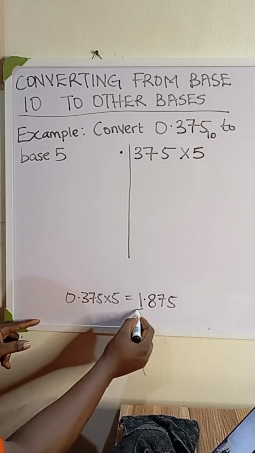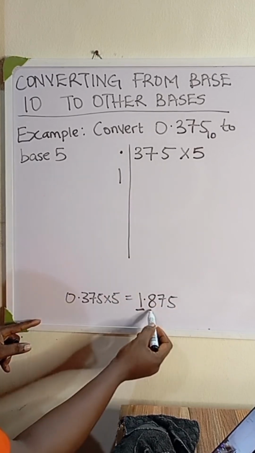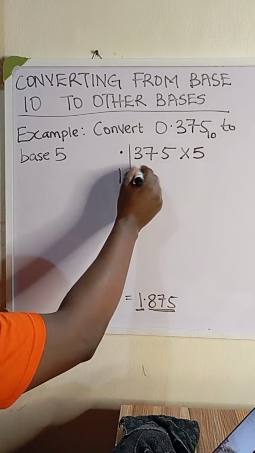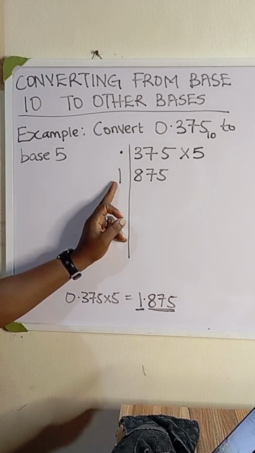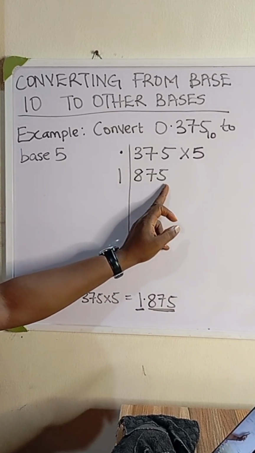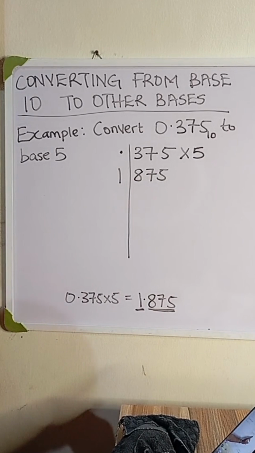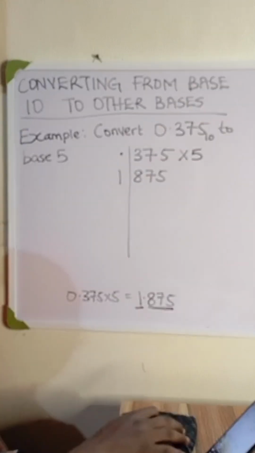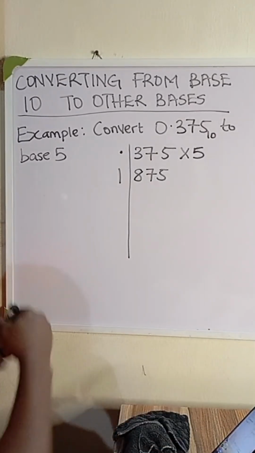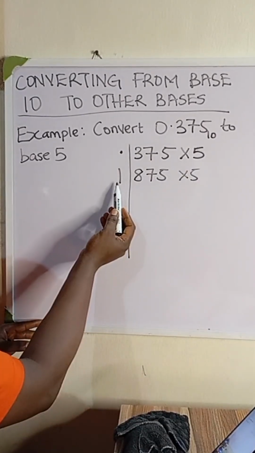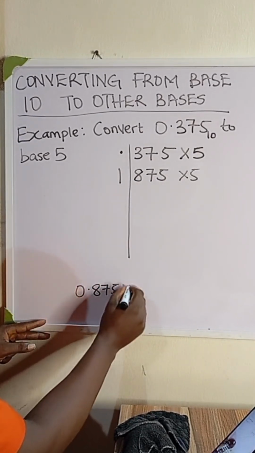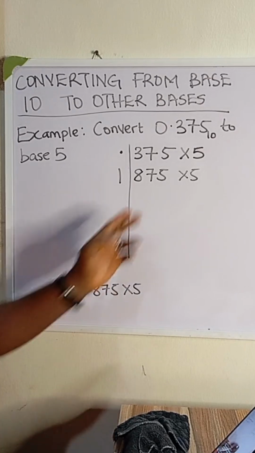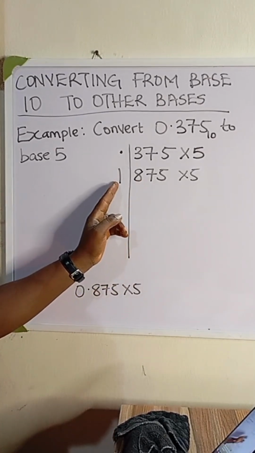1.875. So the 1 is a whole number, so we're going to write it here, 1. And then we're going to write 875. The 1 on this side and 875 comes over here. Of course, you can use a calculator. Once you've put the 1 over here and you want to continue multiplying by 5, you are not multiplying 1.875, you're multiplying 0.875 times 5. What you keep multiplying by 5 is this part, apart from this whole number here.